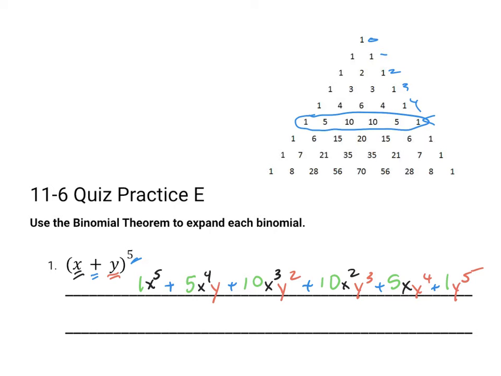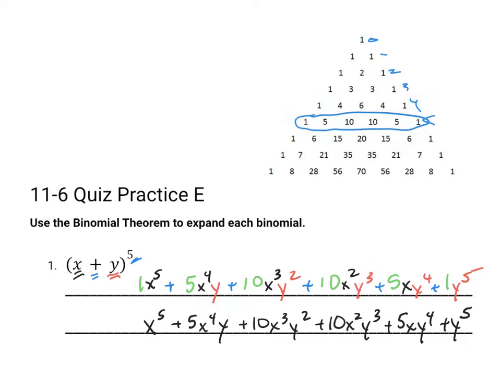Okay, so that's the color-coded version. And then what we like to do is just simplify this on the last line. And so our final answer will be x to the 5th plus 5x to the 4th y plus 10x cubed y squared plus 10x squared y cubed plus 5xy to the 4th plus y to the 5th.